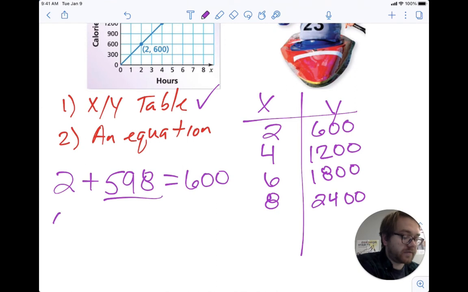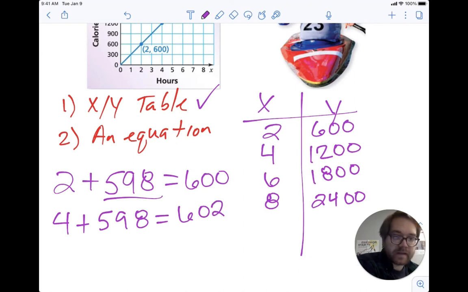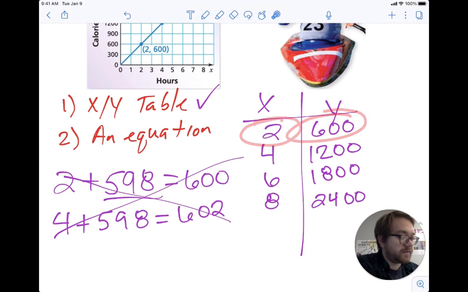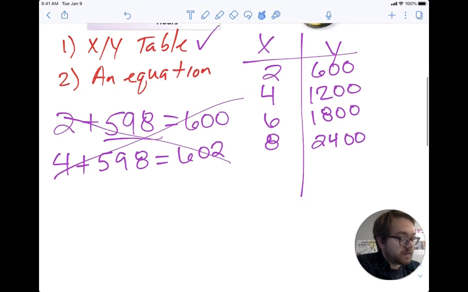Now you might be thinking to yourself, well, obviously that's not going to work, but let's make sure. 4 plus 598 is 602. Well, that doesn't get us to 1200, so this isn't going to work. Just adding 598 to our x values is not going to get us to our y values. That's not the relationship, or that's not the pattern. So we need to find another way of connecting 2 and 600. How else can we make a 2 into a 600?